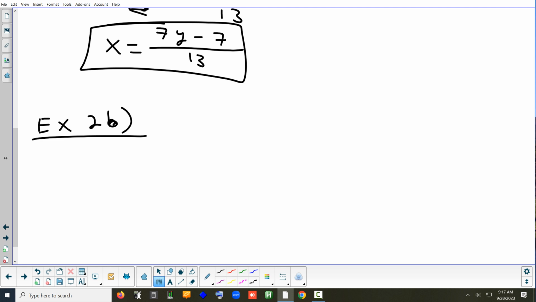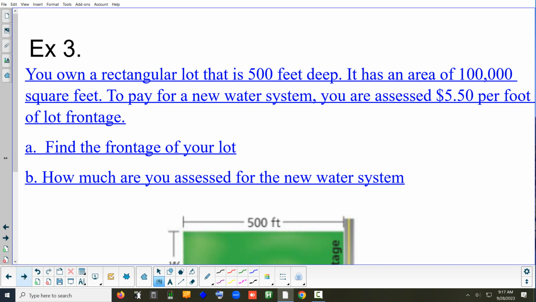On our paper, we have example 3. Yes, there's an example 3 that we're going to do next. Oh, okay. Yeah, we're going to do that one in a second.